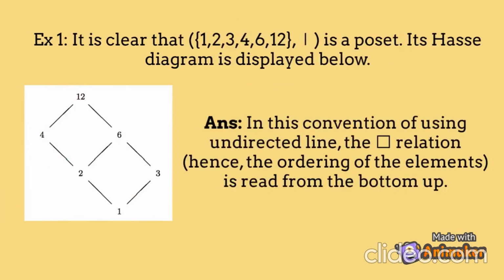Over here you can see an example of a Hasse diagram shown below. This is a convention of using an undirected line for the poset relation. Hence the ordering of elements is read from bottom up.